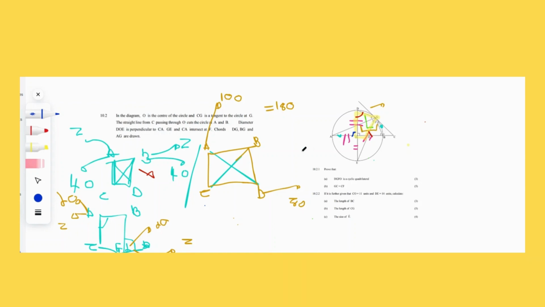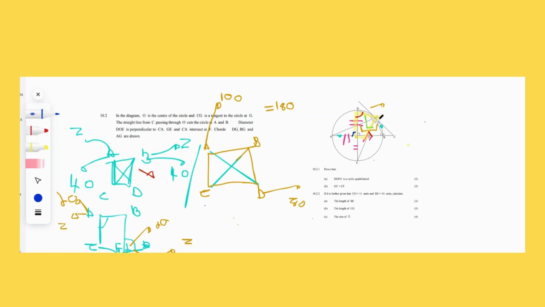Out of the last part, opposite angles of a cyclic quad are 180 degrees. So we're just going to keep that at the back of our minds. We're just going to hold that thought and we will be applying that principle if it is necessary. Now, next question. B, we have to prove that GC equals CF.